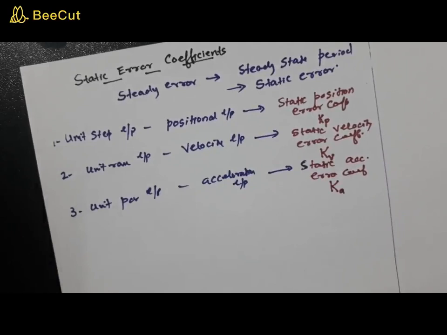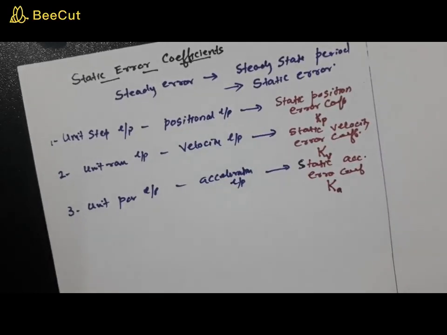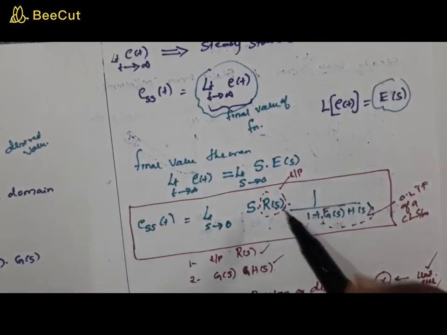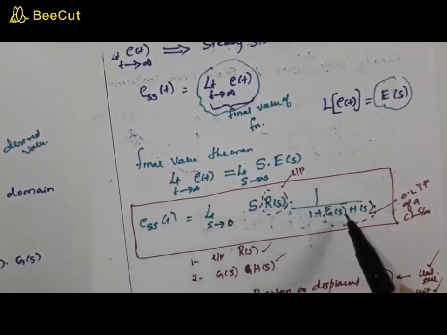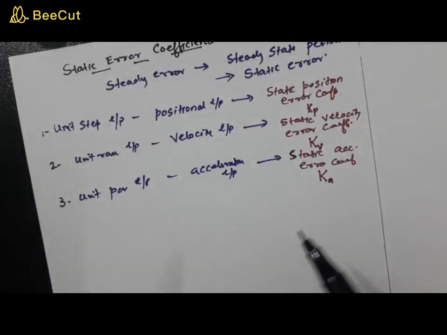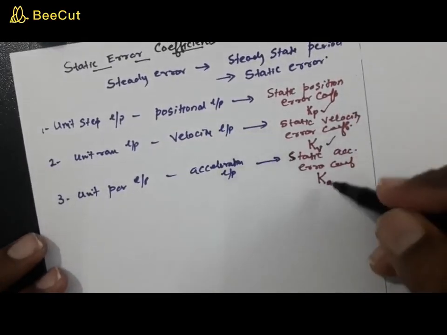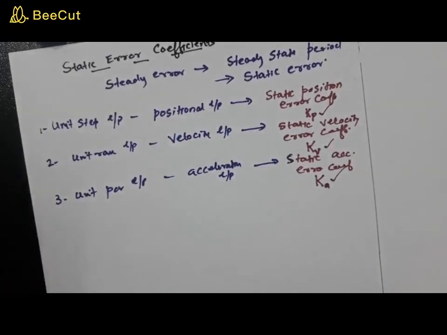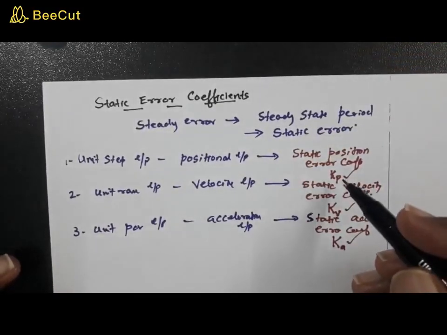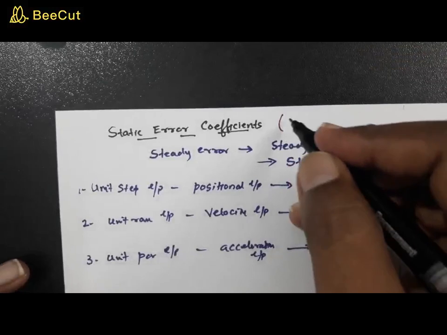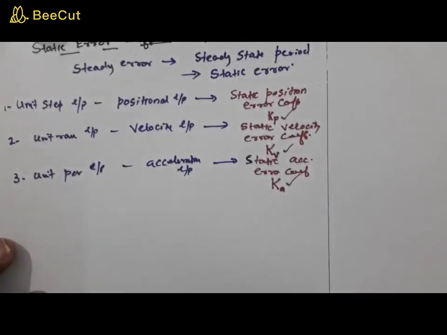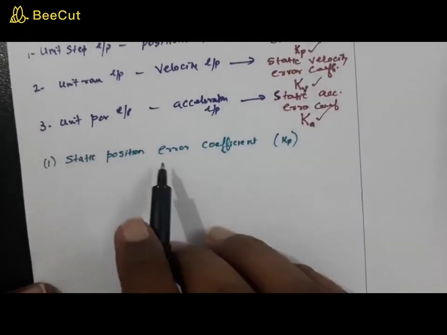Now our aim is to represent what we have already studied, that is ESS, in terms of these coefficients Kp, Kv and Ka. So we are going to express this steady state error in terms of the static error coefficients, Kp, Kv, Ka. Now let us see the static position error coefficient.